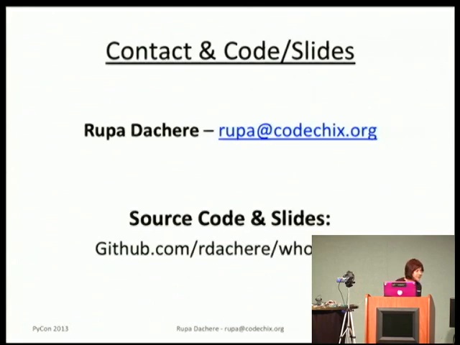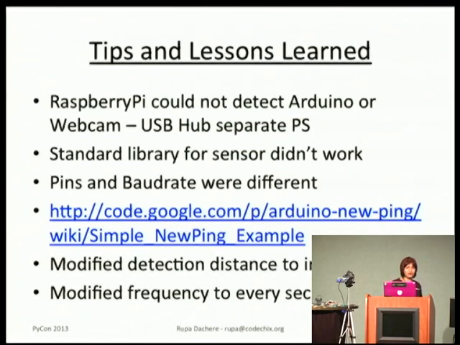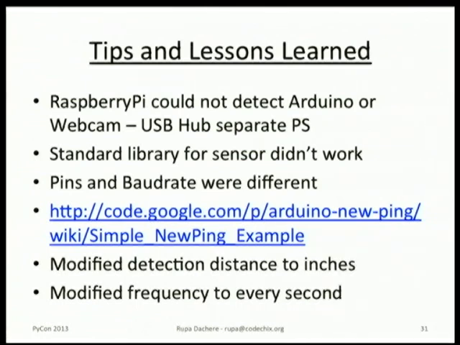Wanted to just do a quick run through of some of the issues that I ran into. One of the things with the Raspberry Pi was I initially started out with a USB hub not being independently powered, and so it couldn't detect the Arduino or the webcam or anything else for that matter. Eventually, jumping down into dmesg, I saw, oh wait, there's no power, it's too low power, and so I had to independently power the USB hub in order for any detection to happen.